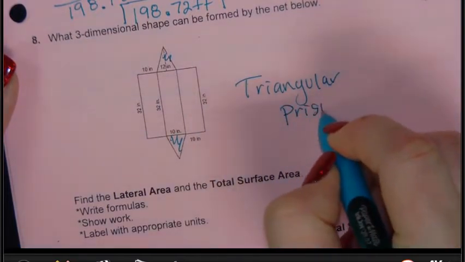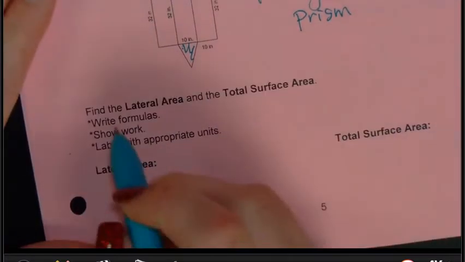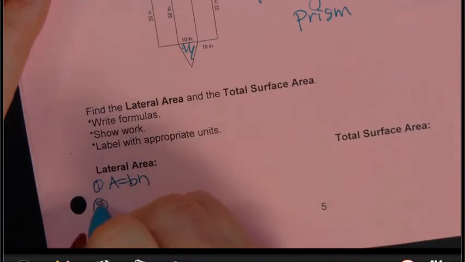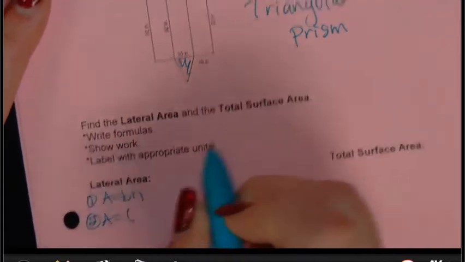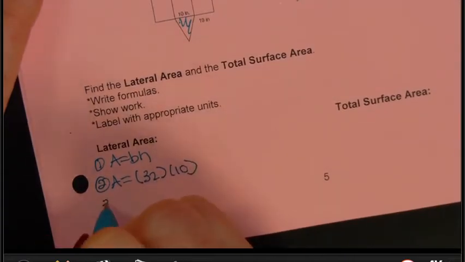And this would give me a triangular prism. All right, so to find the area of the lateral, it looks like my sides are rectangles. So area is equal to base times the height. Step 2 is to plug in. What looks like my base and height are 32 and 10, so 32 times 10.